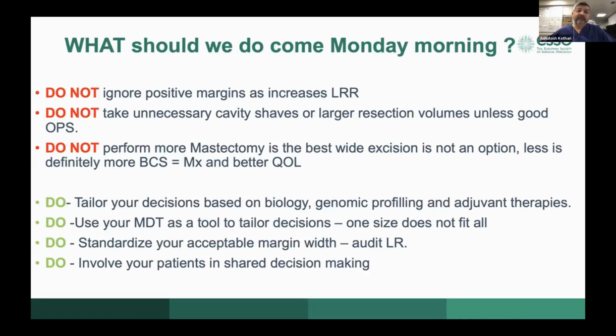And involve your patients in decision-making. If you have a 70-year-old with a focally positive margin, or an ER positive grade 1 tumor, 2 millimeters, I don't think there's any sense in going back and excising that margin. So try and tailor your decisions. And I'm sure that you'll learn more with the remaining speakers.